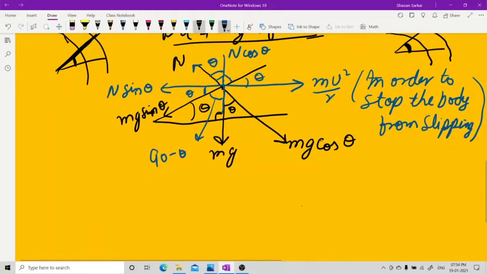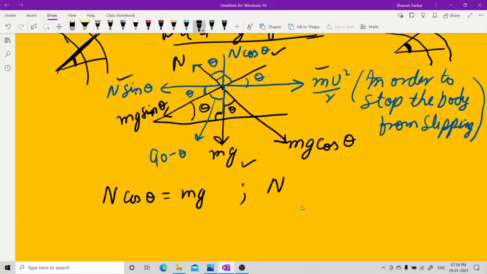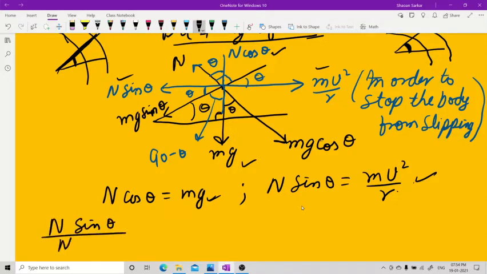Now see, this N cos theta component will balance this. So N cos theta is equal to mg, and this N sine theta will balance this because there is no acceleration. N sine theta would balance this mv square by r. Now do one thing, divide this equation by this equation. So what you get is N sine theta upon N cos theta is equal to mv square by r into here this is mg. This is not a dot or cross, just normal multiplication, mg. This N cancels out with this N.